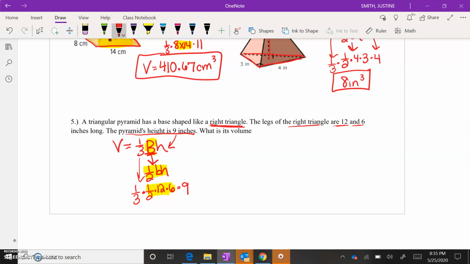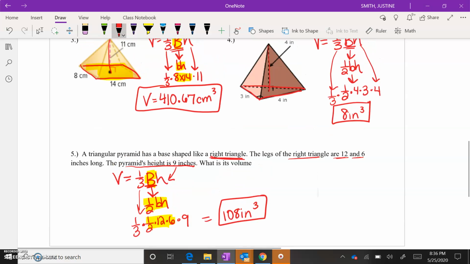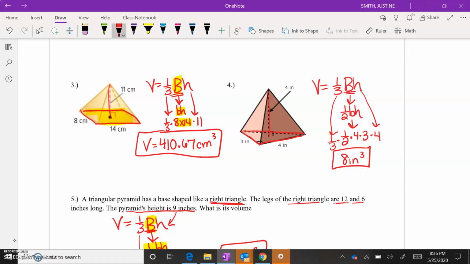So I'm just plugging that all into the formula. And I'm going to multiply 12 times 6 times 9. And then again, times 1/2 or divided by 2, times 1/3 or divided by 3. And it's going to give me 108 inches cubed. So the same formula for all of these. However, it kind of changes based off of what the base of the pyramid is. So if it's a triangle, make sure you're doing 1/2 base times height. If it's a rectangle, make sure you're just doing base times height.